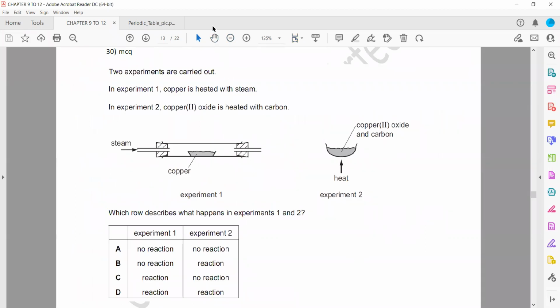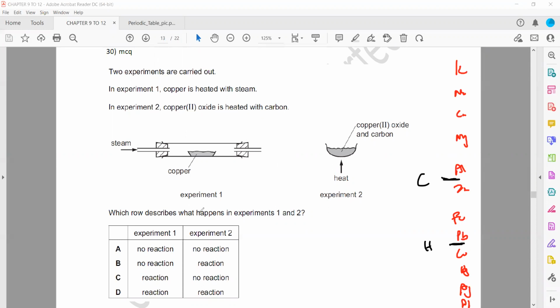Two experiments are carried out. In experiment 1, copper is heated with steam. When you check the reactivity series, which you should always understand, you have potassium, sodium, calcium, magnesium, aluminum, zinc, iron, lead, copper, mercury, silver, gold, platinum. What is the position of carbon? Carbon is between aluminum and zinc. And what is the position of hydrogen? It is between lead and copper.